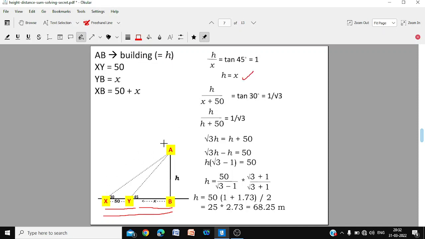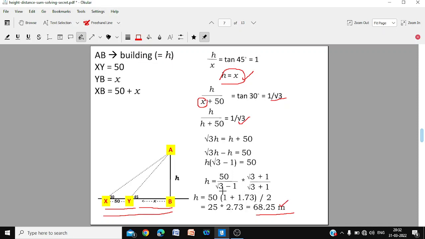Now we are taking the full triangle. The base is 50 plus x. So h upon x plus 50 is tan 30, that is 1 by root 3. Now from this equation, h equal to x, we replace the x with h because h and x are equal. So we write h upon h plus 50 equals 1 by root 3. Then we simplify and get the height of the building, that is AB, as 68.25.